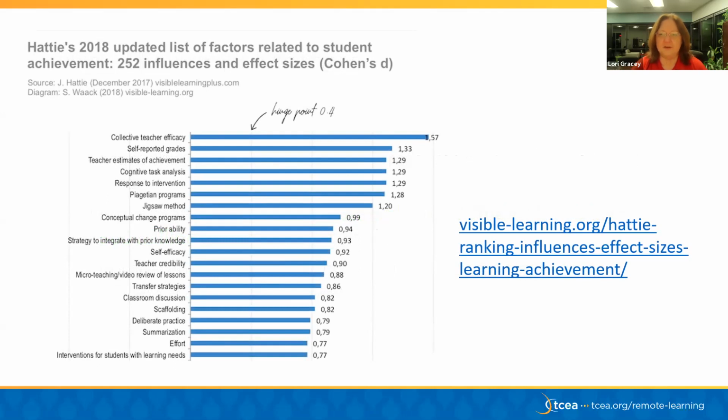1.57 means you're going to get almost 4 years' worth of achievement in 1 year. Okay, let me say that again. A 1.57 effect size means you're going to get almost 4 years' worth of achievement in 1 year. That's something we should definitely look at.